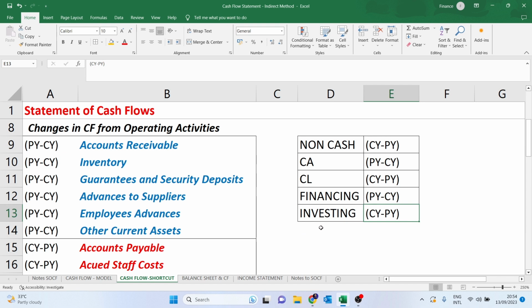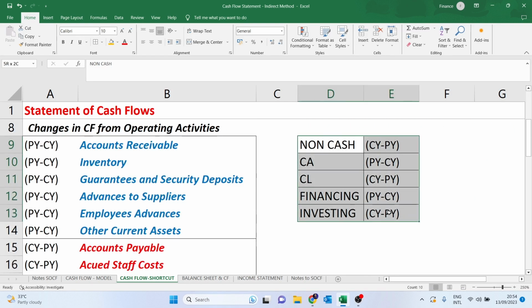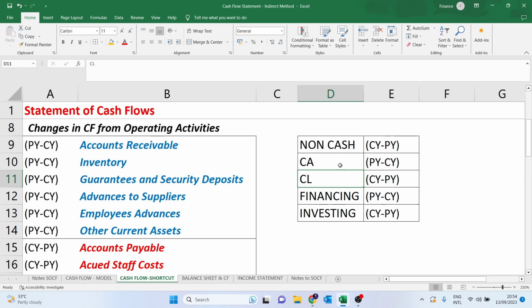Whenever you are asked to prepare this SOCF, the statement of cash flows, there should be two balance sheets, right? So that is what I have written here. One is the current year balance sheet and another one is the previous year balance sheet. So this is the shortcut to do that. So you can apply this formula in all your statement of cash flow preparation.